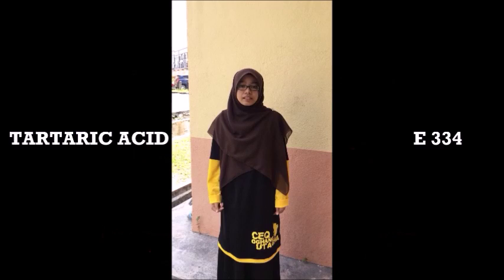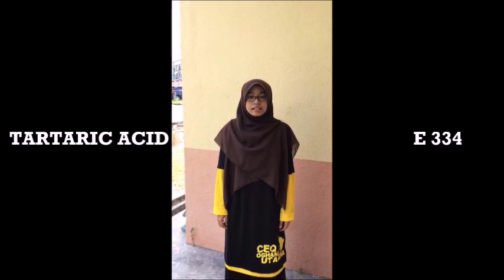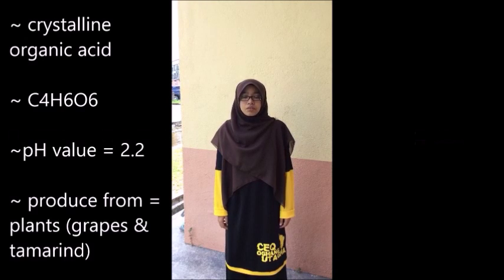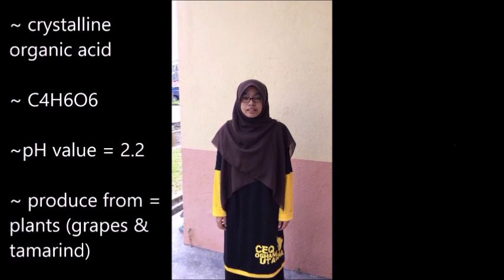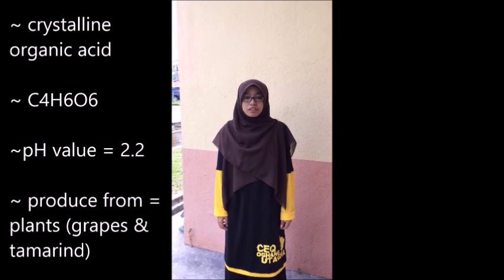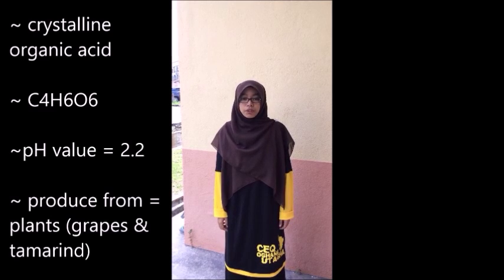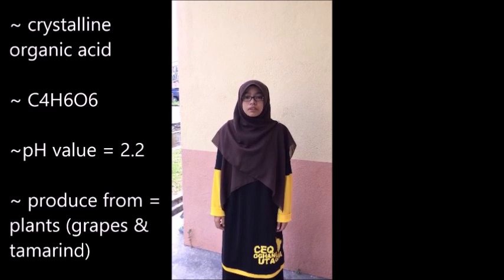There is also tartaric acid. The E number for tartaric acid is E334. It is a crystalline organic acid with the formula C4H6O6. The pH value for tartaric acid is 2.2. It is produced from plants such as grapes and tamarind.